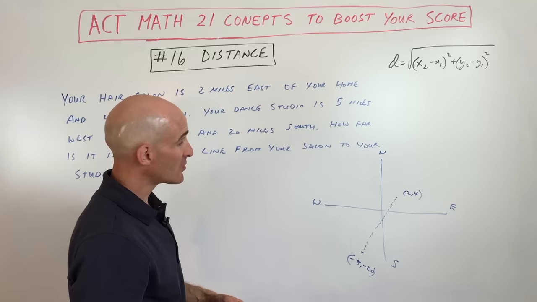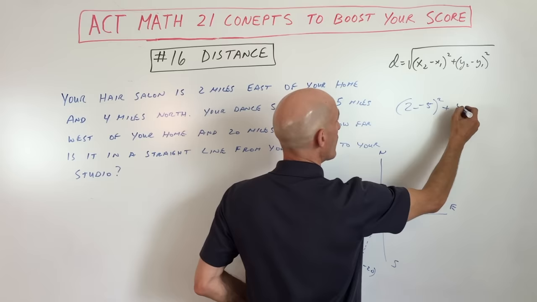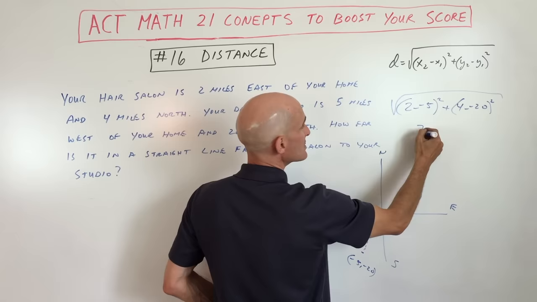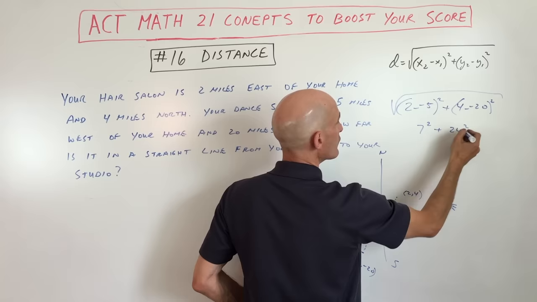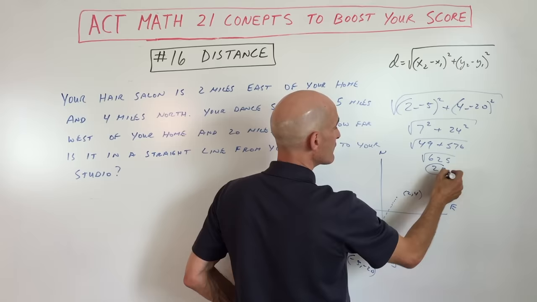So we're going to use our distance formula. We're going to take 2 minus negative 5 squared plus 4 minus negative 20 squared. Add those together and take the square root. So this is going to be 7 squared plus 24 squared. Take the square root. This is 49 plus 576, which is 625, which equals 25. So it would be 25 miles in a straight line distance from here to here.